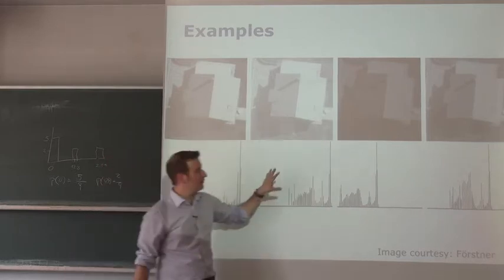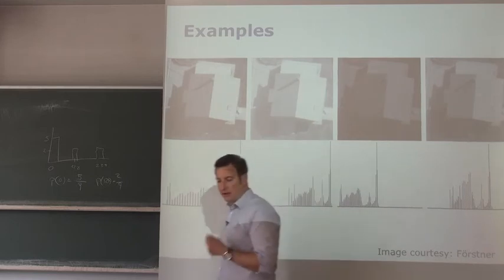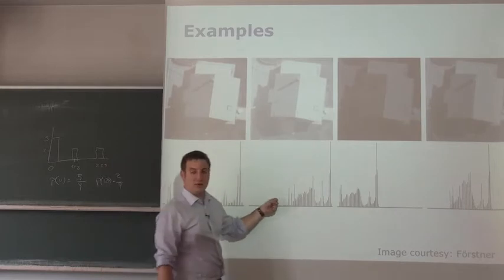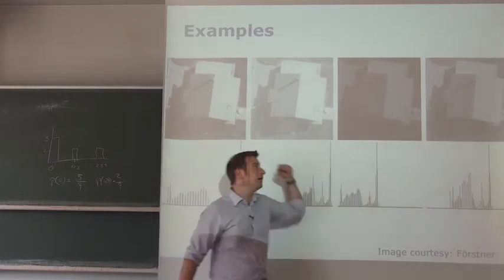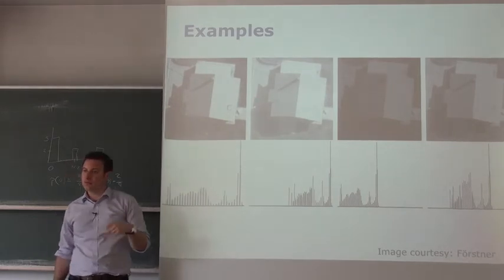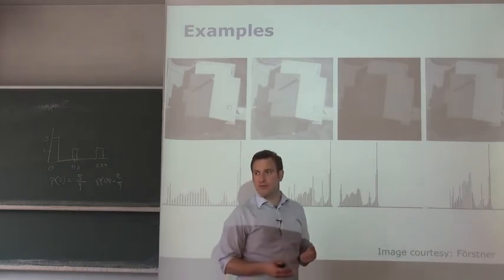So the histogram of an image tells me something about the image. And I can, as we will see later on, define transformations which actually exploit those histograms in order to improve the quality of the images. In terms of improving the quality of the images so that we as humans can better interpret those images.